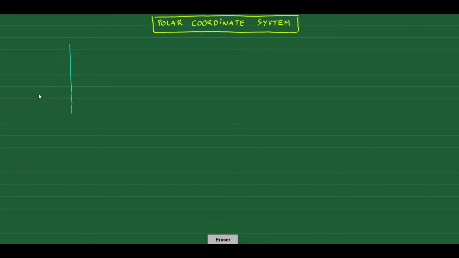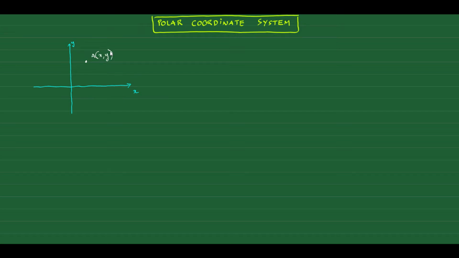Oops, I cannot draw the straight line. I try to be perfect. There you go. So we know this is Y, this is X, and let's say the location of an object is right over here, at a point right over here, and we know that a point has two components. Let me call it point A, which has components X and Y.